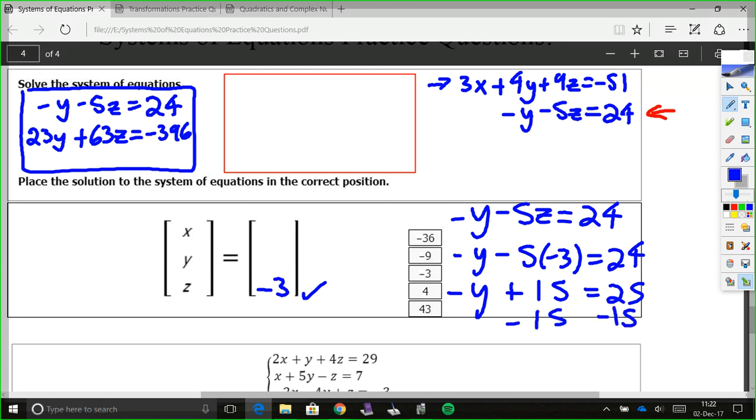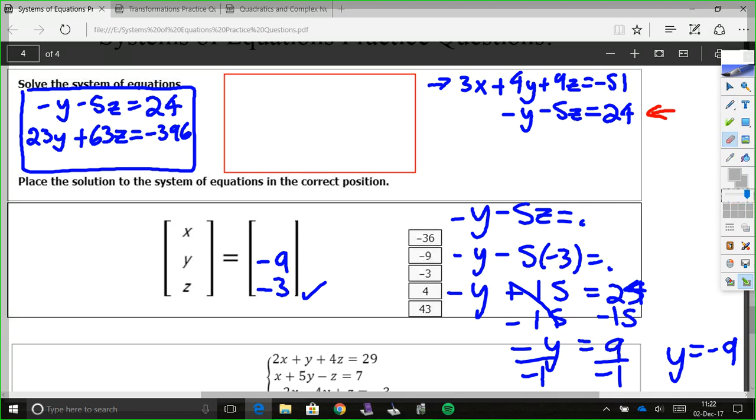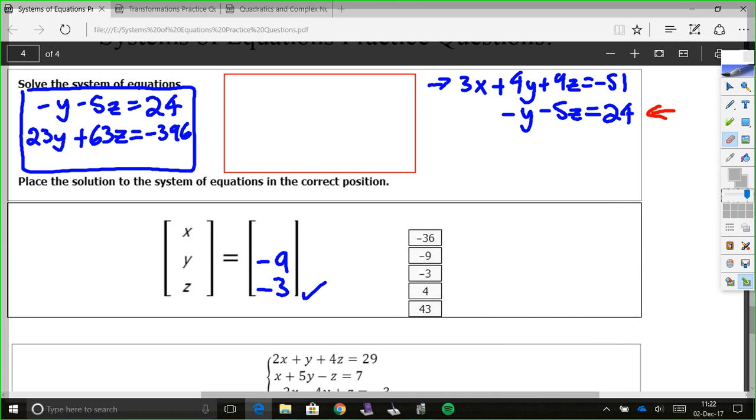We can subtract 15 on both sides. We'll have negative y equal to 9, and then we can divide by negative 1. You'll get y equal to negative 9. So there we go, we already have a second answer, just like that. Y is negative 9.